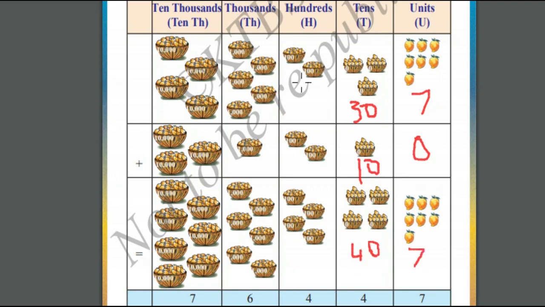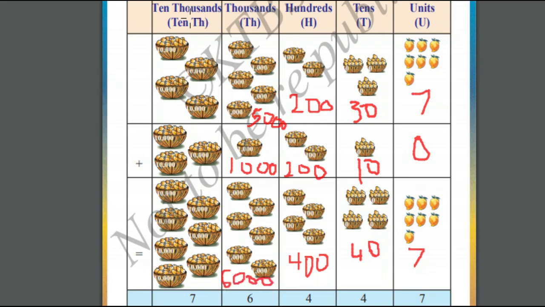Now let us move on to the hundreds place. In the hundreds place of the first number, we have 200 mangoes. In the second number, we have 200 mangoes. So 200 plus 200 is equal to 400. Now let us move on to the thousands place. In the first number, we have 5,000 mangoes. In the second number, we have 1,000 mangoes. So 5,000 plus 1,000 is equal to 6,000.